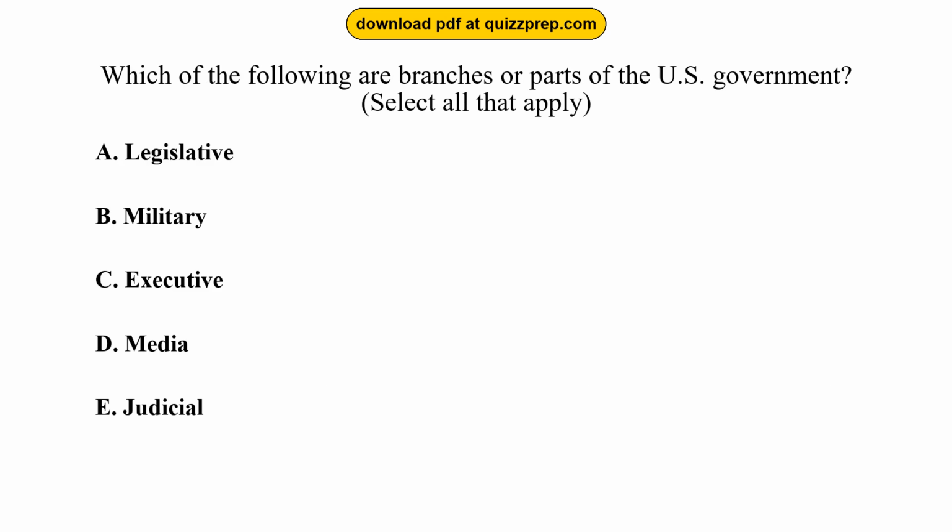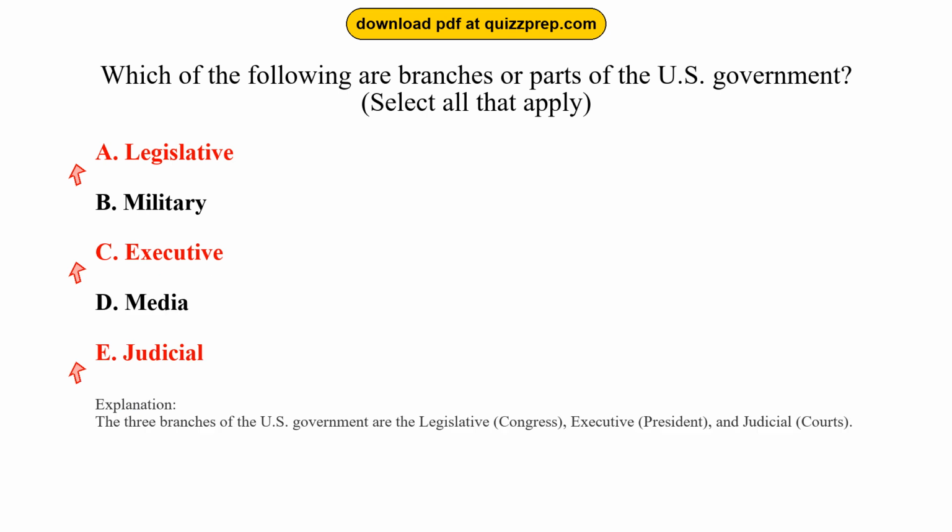Question 90. Which of the following are branches or parts of the U.S. government? Option A, legislative. Option B, military. Option C, executive. Option D, media. Option E, judicial. The correct answers are options A and C and E, legislative, executive, judicial. The three branches of the U.S. government are the legislative, Congress, executive, president, and judicial, courts.